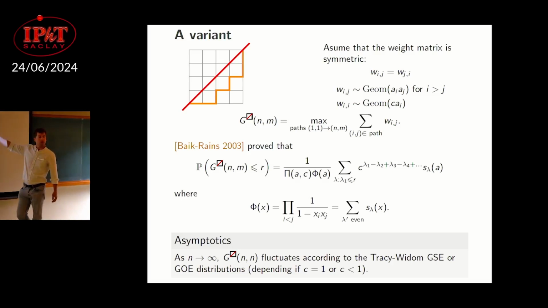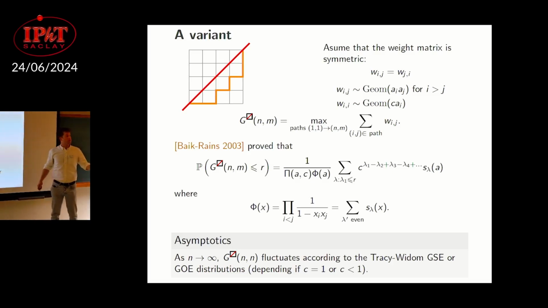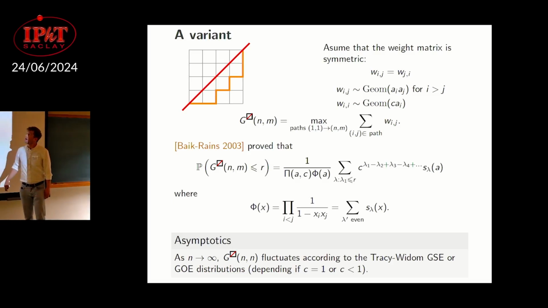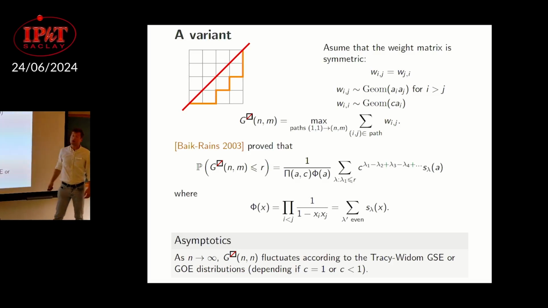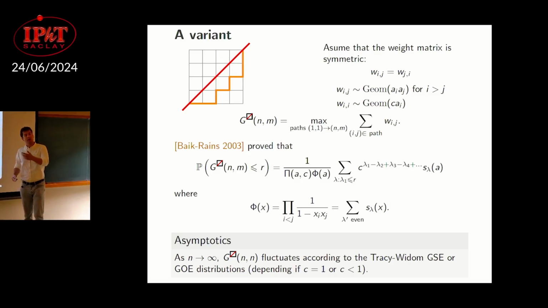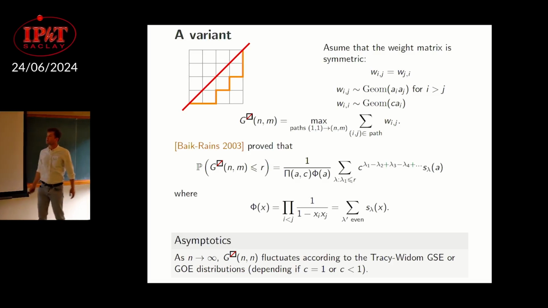So asymptotically, one can show that the fluctuations of G_{N,N} now follow not the Tracy-Widom GUE, but the Tracy-Widom GOE or GSE distribution, for symmetric real matrices or quaternionic matrices. And the two cases depend on the value of c. When c equals 1, this is a critical case where the diagonal weights are quite large, and this slightly influences the distribution, and we get some Tracy-Widom GOE distribution.